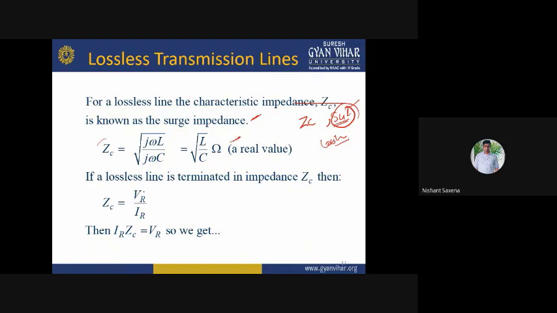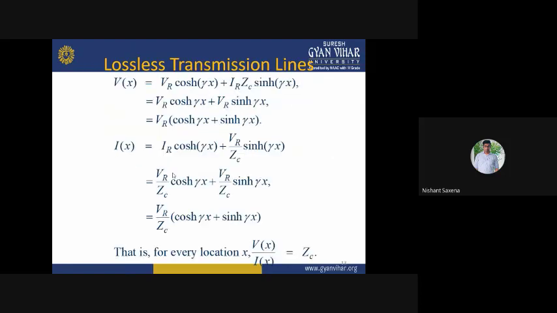So if a lossless line is terminated with the impedance ZC, then your ZC will be equal to VR upon IR. Therefore, your IR ZC will be equal to VR. Therefore, when we substitute this into the values which we have derived for Vx and Ix, we will be getting that Vx is equal to how much?